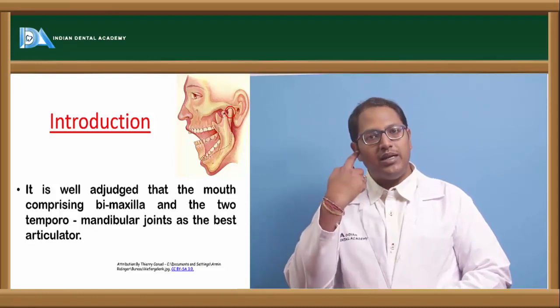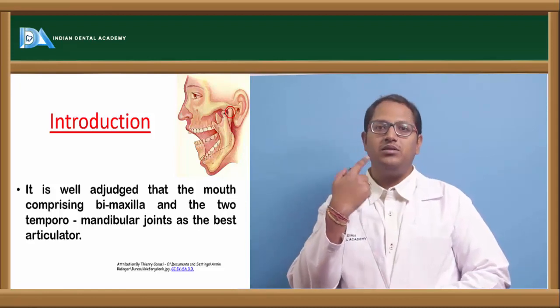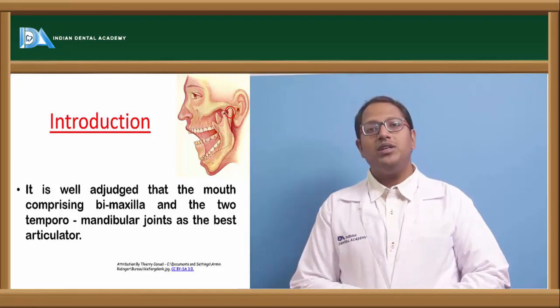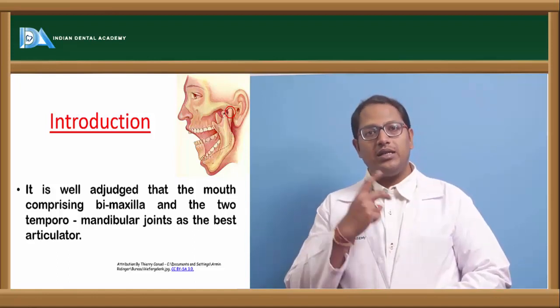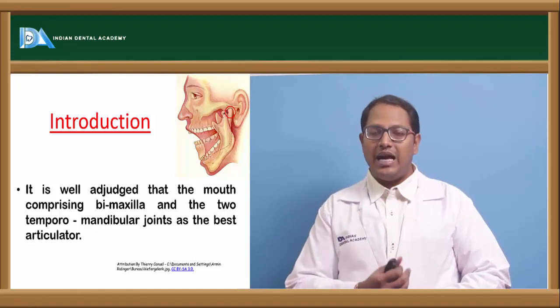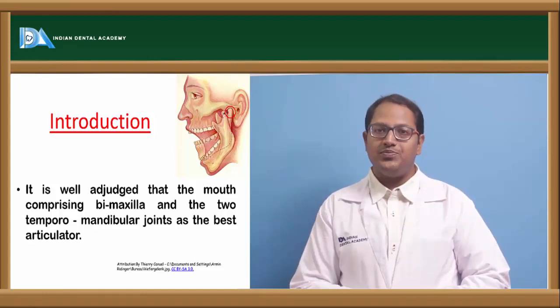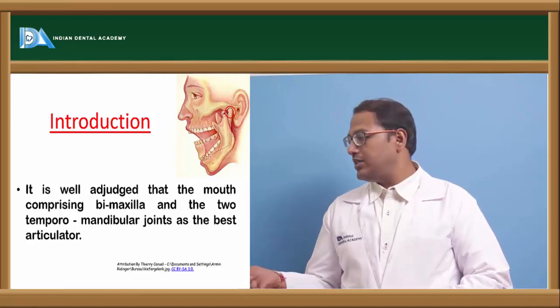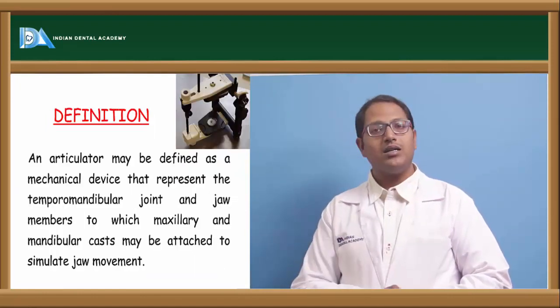We have a temporomandibular joint, we have a mandible, we have a maxilla, we have a base of the skull. How will we reproduce this particular arrangement in a lab when the patient is not there, or to do other works? So then came up something which is known as the articulator.